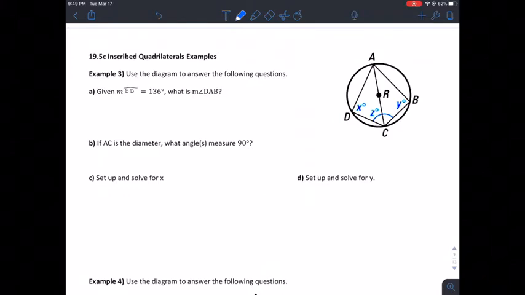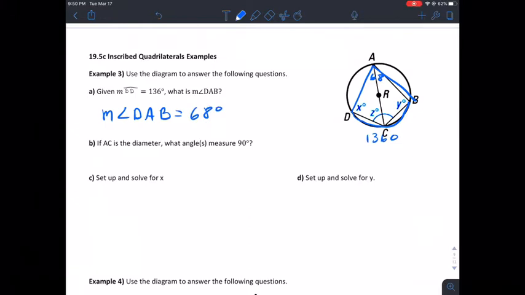It says, given that the measure of arc BD is 136 degrees, so that means that this guy here is 136 degrees. What is the measure of DAB? If you recall from the previous lesson, we learned that inscribed angles are half the measure of their intercepted arc. In this case, our intercepted arc is 136 degrees, so half of that is going to be 68. So we could say the measure of angle DAB equals 68 degrees.